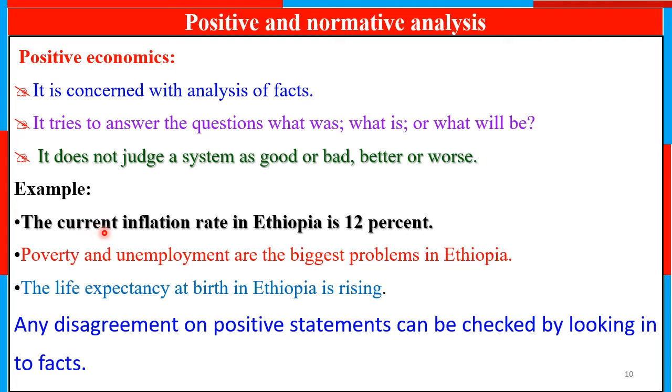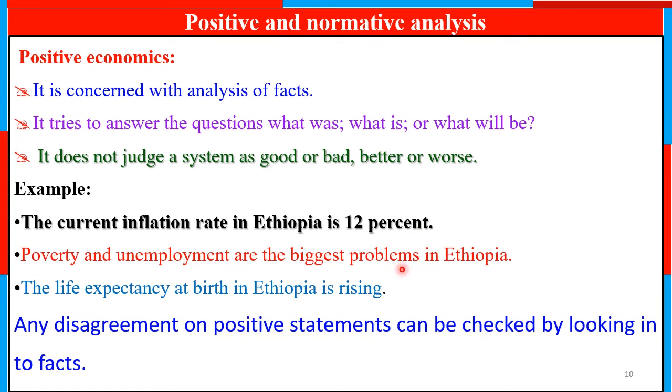For example, the current inflation rate in Ethiopia is 12%. This statement is positive economics. The statement that is constructed from positive economics, we can say either true or false. So depending on the facts, we can say that this statement is true or false. The current inflation rate in Ethiopia is 12%. As you know, this is false because it depends on the fact: the current inflation rate in Ethiopia is more than 30%. This is the world data. This is the fact. So it is positive economics.